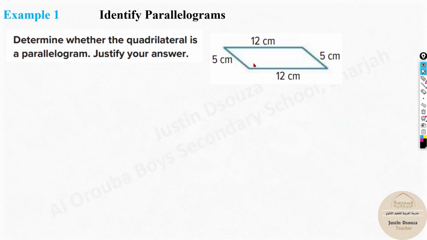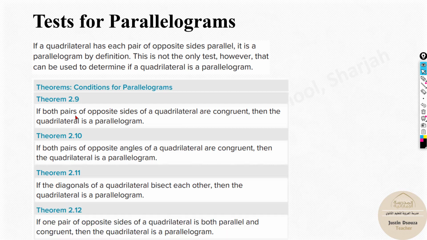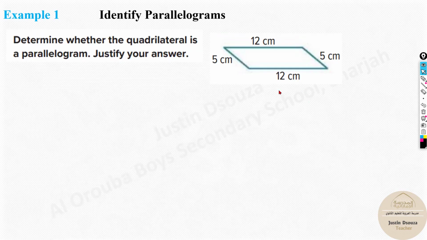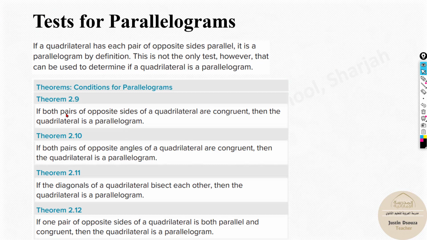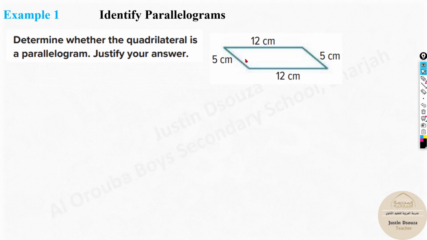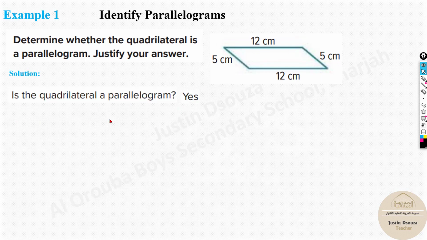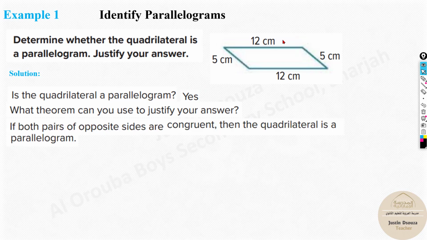Here, look at this problem. It is very, very straightforward because they have told us to determine whether the quadrilateral is a parallelogram. Yes, looking at this, you should say yes, this is a parallelogram, because the first theorem stated that. If both pairs of opposite sides, see over here, this and this, are congruent, that means they are equal, then yes, it is a parallelogram. If both pairs of opposite sides are congruent, then the quadrilateral must be a parallelogram. So this is your answer, yes, and this is the reason.